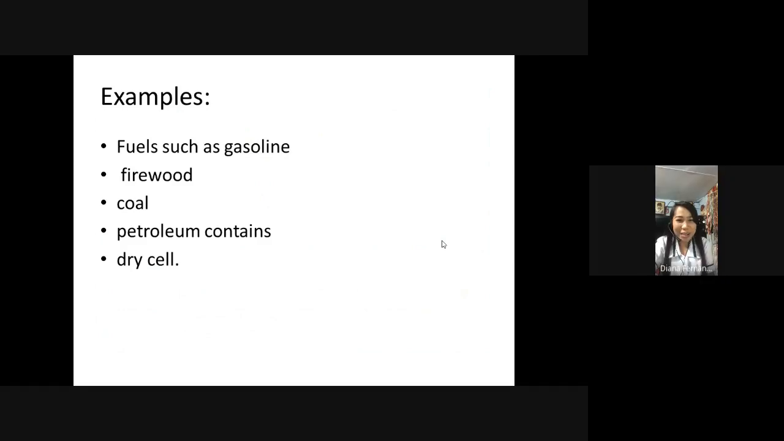Hot dog. Ano pa? How about yung fireworks? Fireworks. Nakita natin. So all of those are examples of chemical energy. Yung mga may sabihin na natin may chemicals. Oo, para hindi lang kayo malito.